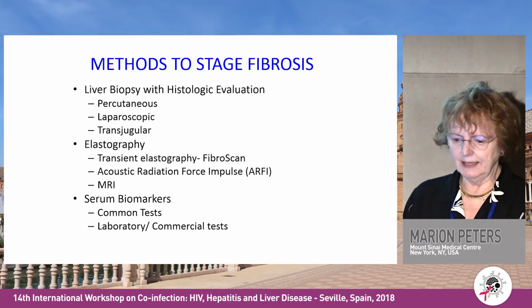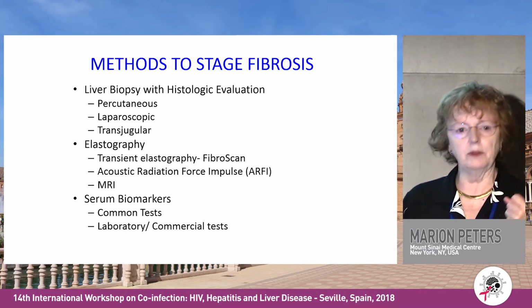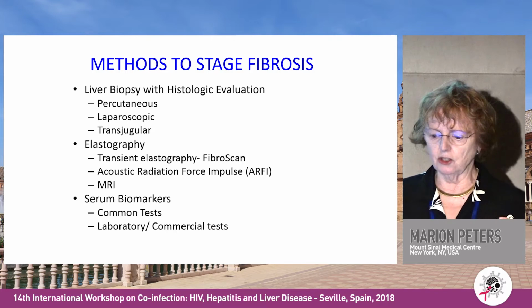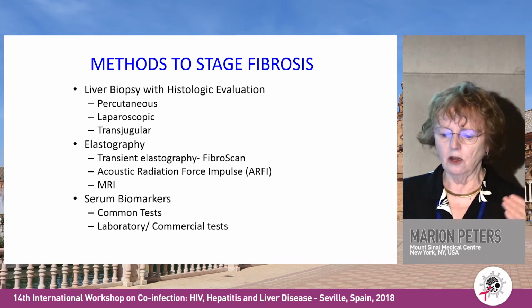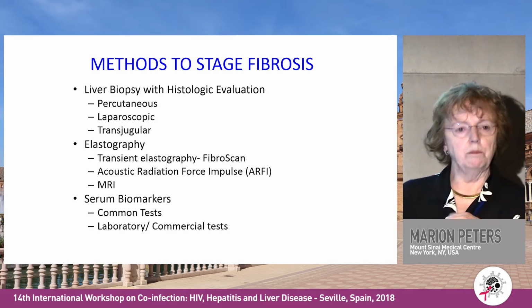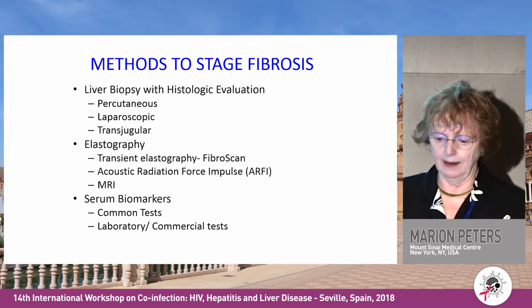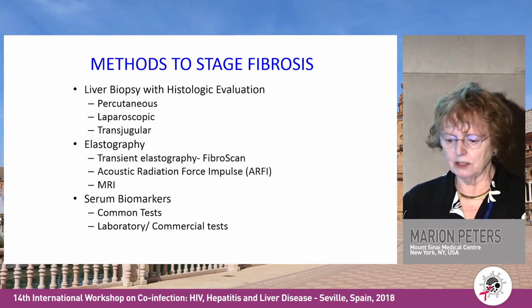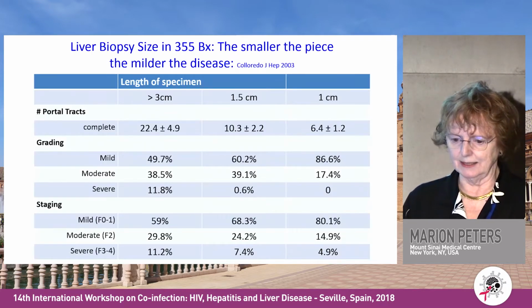So how do we assess? We can assess liver biopsy, either percutaneous, laparoscopic, or transjugular. Elastography can either be transient elastography with Fibroscan, acoustic radiation force impulse, so ARFI with ultrasound, or MRI. And serum markers can be common tests or laboratory and commercial tests.